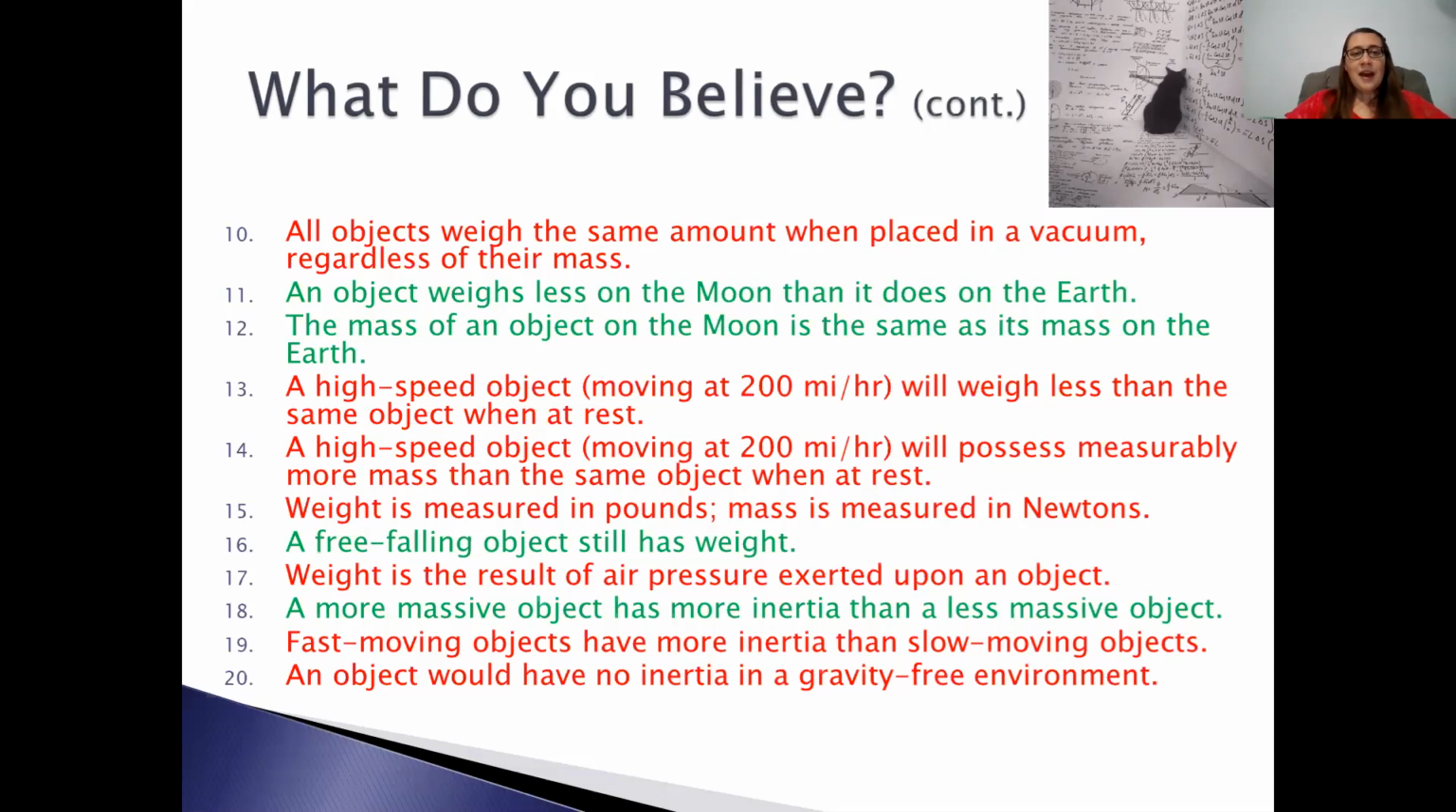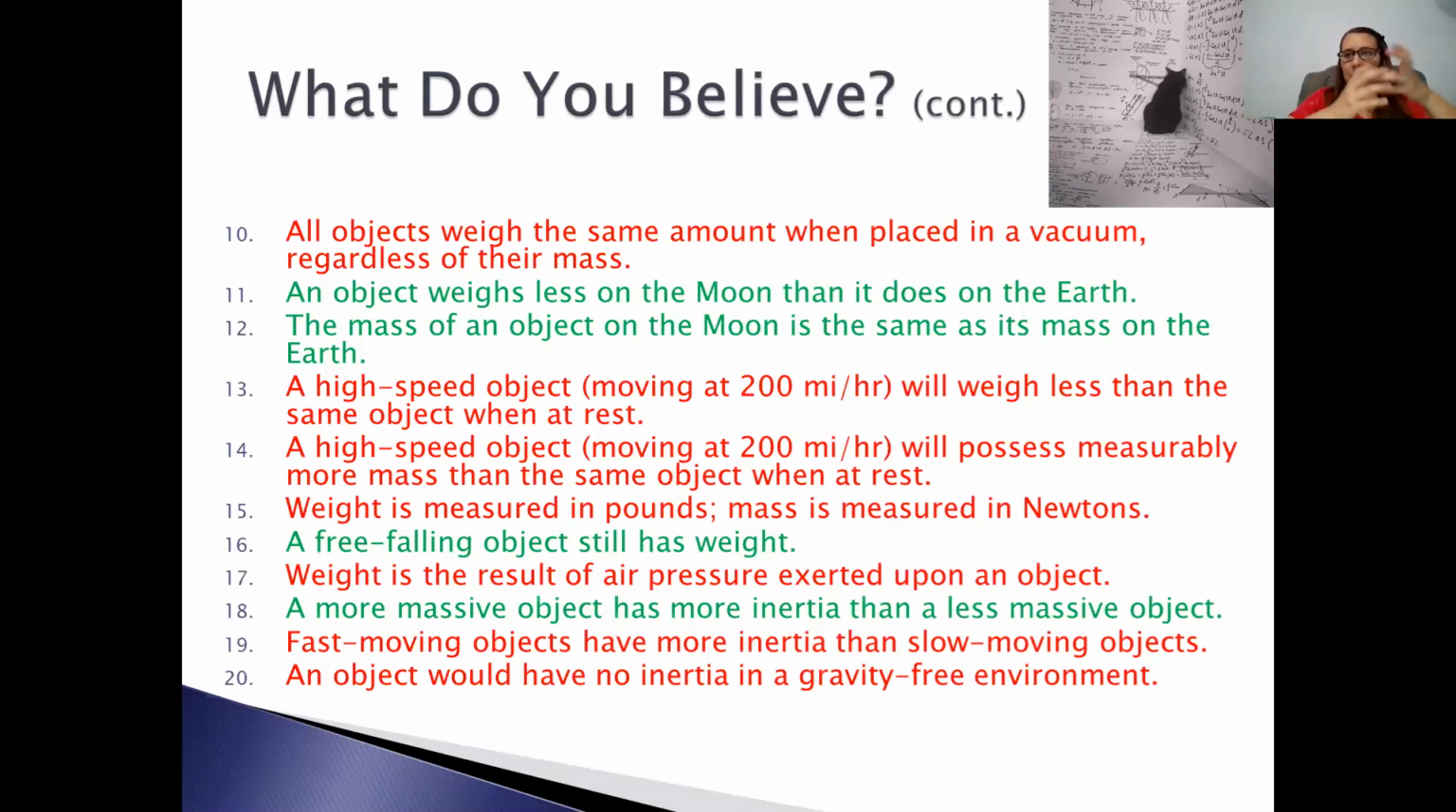Number 12, the mass of an object on the moon is the same as its mass on the Earth. That one is true as well, and I think students oftentimes confuse the ideas of weight and mass. They are different things in physics. Sometimes in everyday language, we use them interchangeably, like, wow, that thing is so massive, it weighs a lot. Yeah, they're related to each other, but the mass of an object is just how much stuff it's made out of.